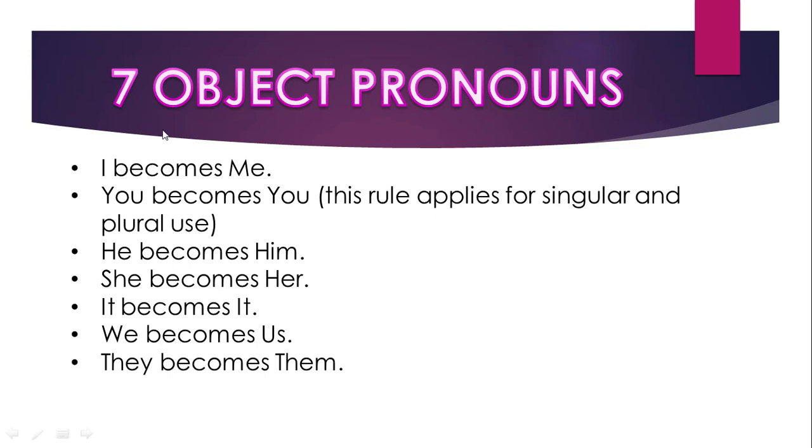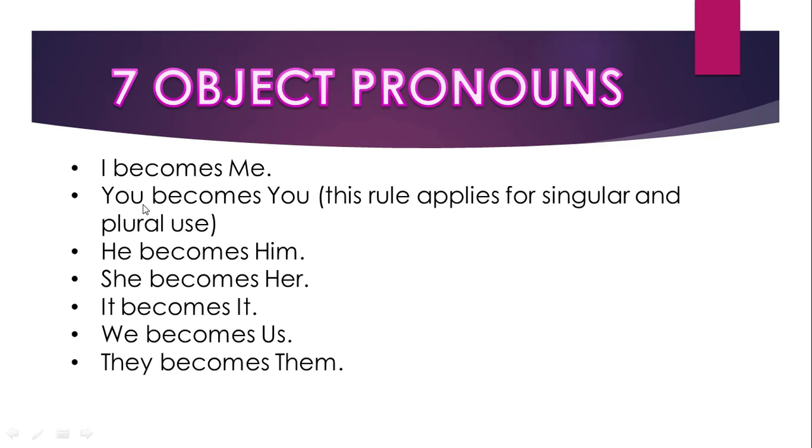Okay, so there are 7 object pronouns. When you talk about a subject and then talk about that subject at the end place, at the object place, you have to change the pronoun according to the subject. So these are the changes that you are going to see. First, I becomes me. It means that if you're talking about yourself at the object place, then you will use me. You will not use I at the object place. You will use me.